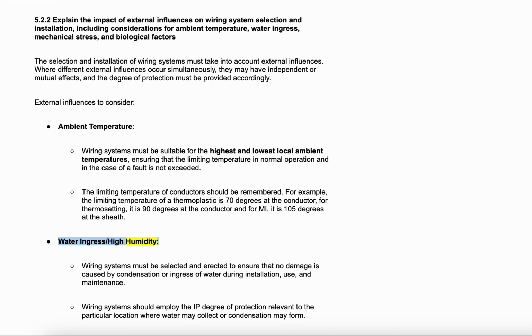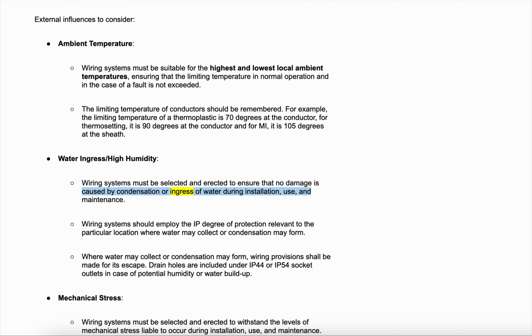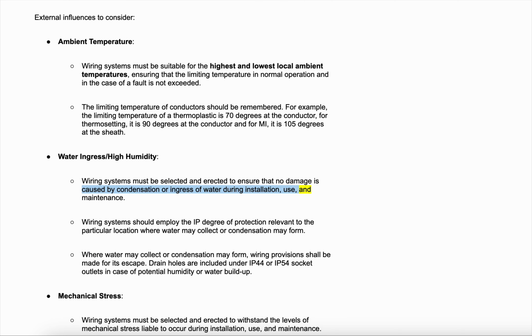Water ingress/high humidity. Wiring systems must be selected and erected to ensure that no damage is caused by condensation or ingress of water during installation, use, and maintenance. Wiring systems should employ the IP degree of protection relevant to the particular location where water may collect or condensation may form. Where water may collect or condensation may form, wiring provisions shall be made for its escape. Drain holes are included under IP44 or IP54 socket outlets in case of potential humidity or water buildup.